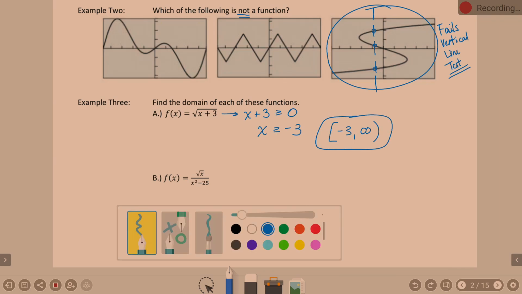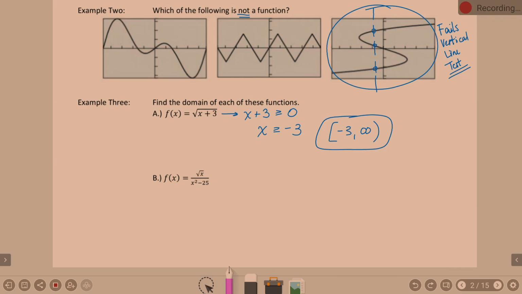Now, the other piece I put up there was to read the graph left to right, yes? So graph this real quick. On your calculator, graph y equals the square root of x plus 3.